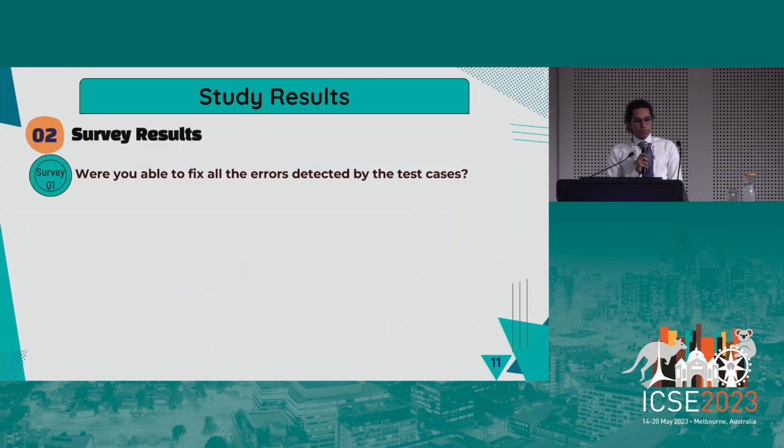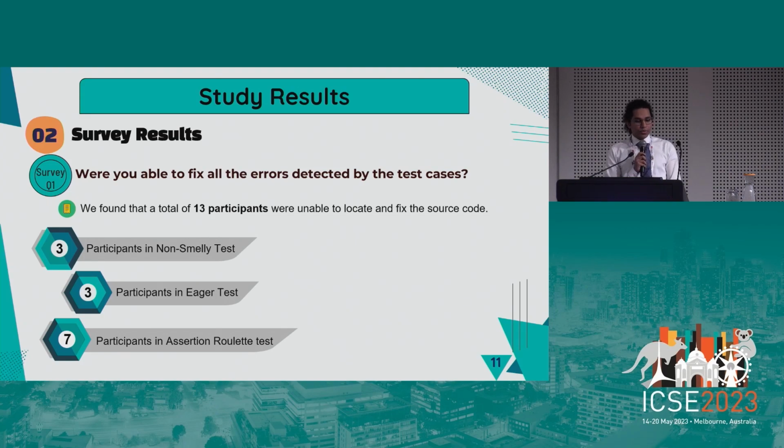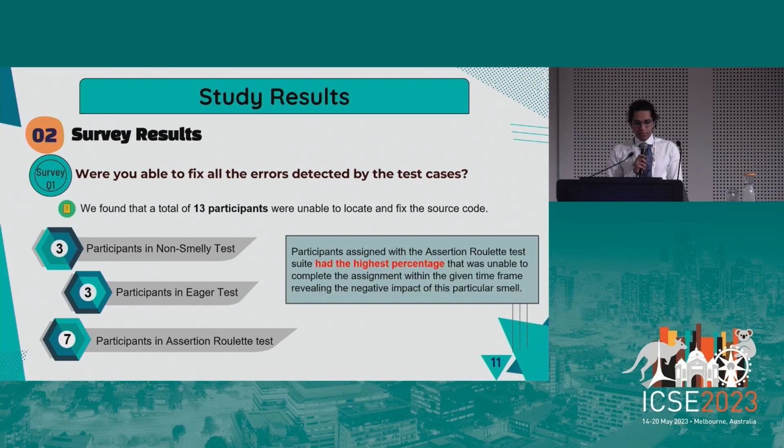For the result from the survey, we asked the question: were you able to fix the errors detected by the test cases? We found that 13 of the students did not complete it, where they were not able to locate and fix the source code. This is the distribution of the finding, whereas 3 students participated in non-smelly tests and 3 also in eager test. But we also found that 7 participants in assertion roulette were not able to fix the source code.